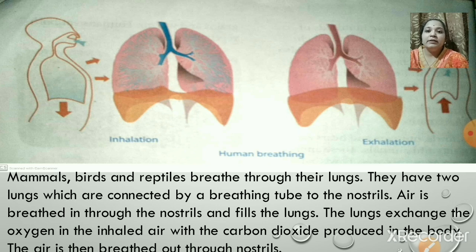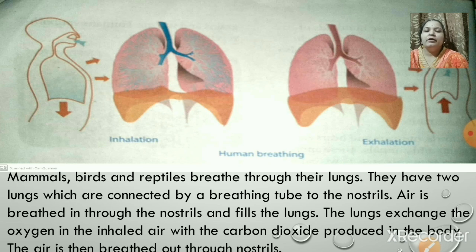Now, the holes in your nose are called nostrils. We take the air inside through our nostrils, which goes through the windpipe to our lungs. Then the air breathed in through the nostrils fills our lungs. That is why when we breathe in, our chest expands, our lungs become big. The lungs exchange the oxygen in the inhaled air with the carbon dioxide produced in the body. The air is then breathed out through the nostrils.